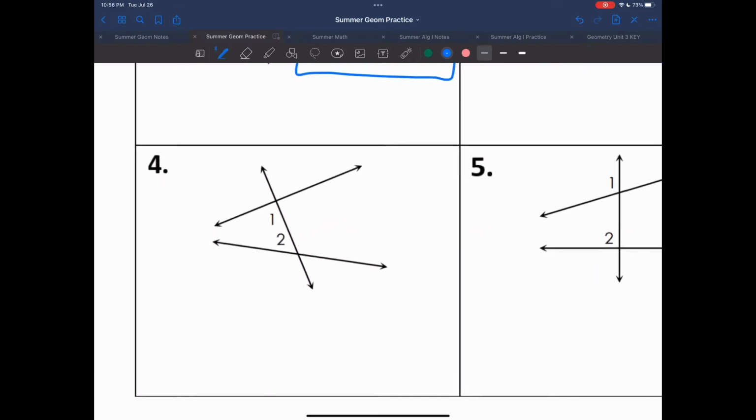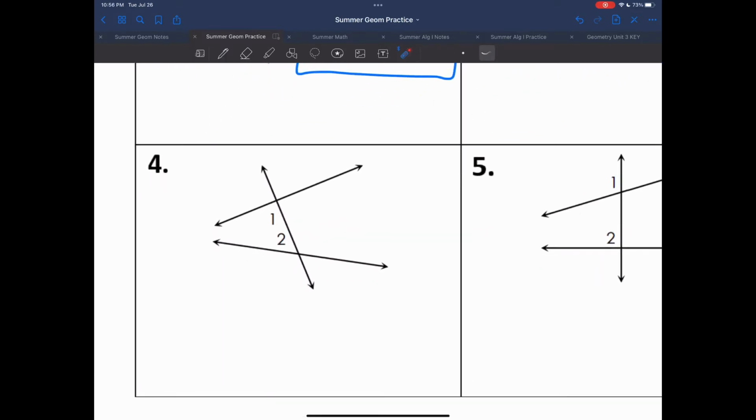Okay, number 4. Let's look at our transversal line first, always. Now they are on the same side of it, and then if you look at our 2 other lines, they are both on the interior of it. So we would say these are same side interior angles.